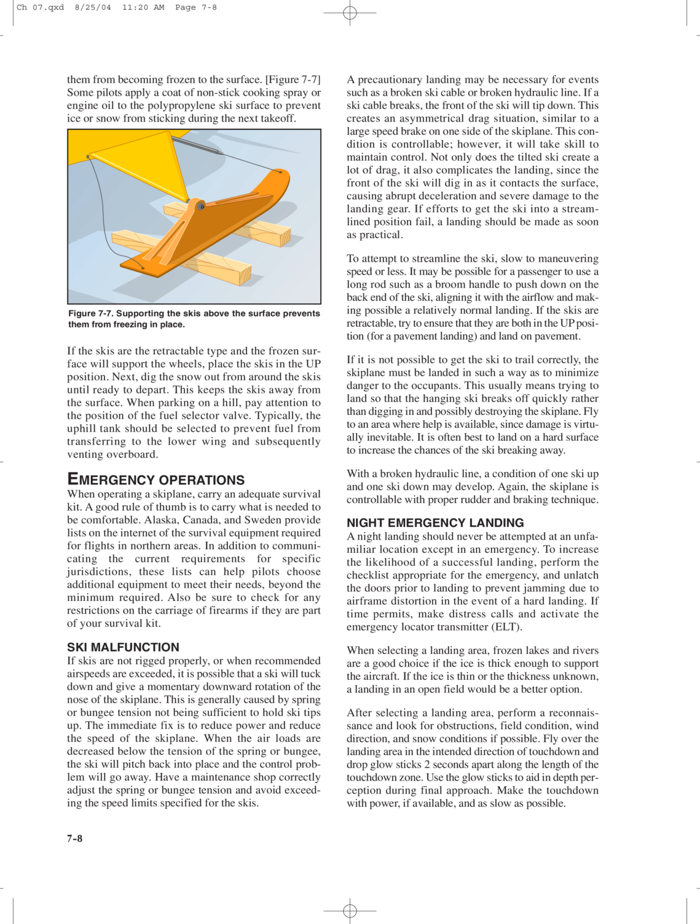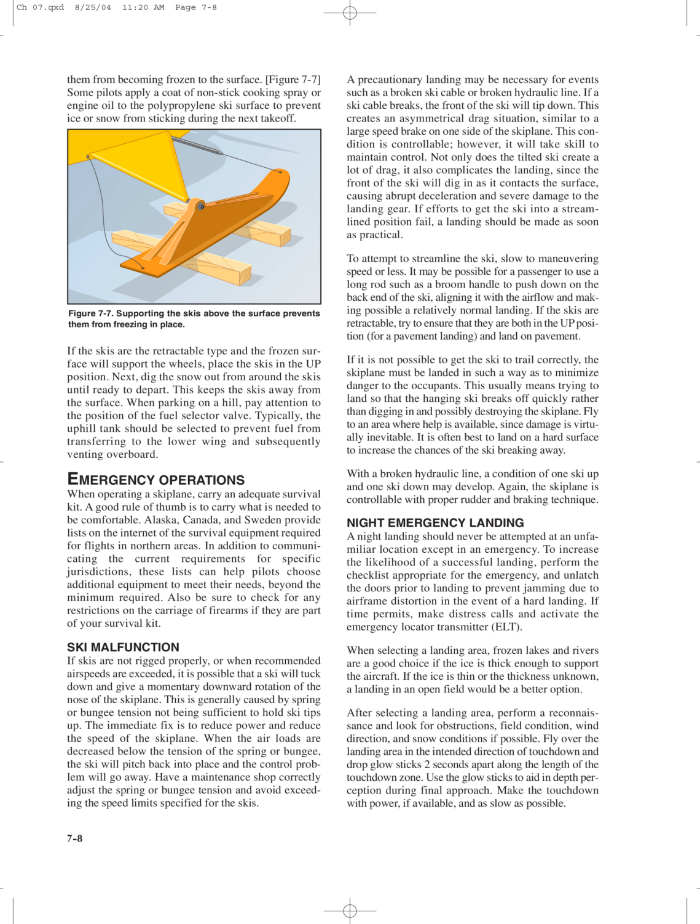To attempt to streamline the ski, slow to maneuvering speed or less. It may be possible for a passenger to use a long rod such as a broom handle to push down on the back end of the ski, aligning it with the airflow and making possible a relatively normal landing. If the skis are retractable, try to ensure that they are both in the up position for a pavement landing, and land on pavement.